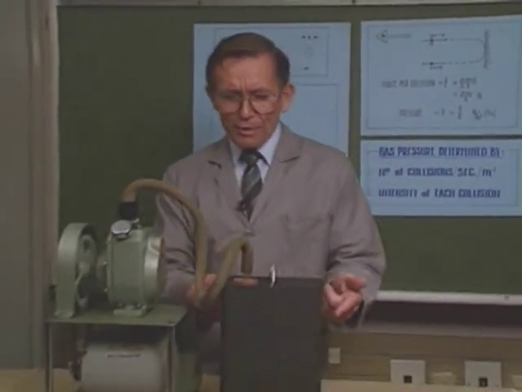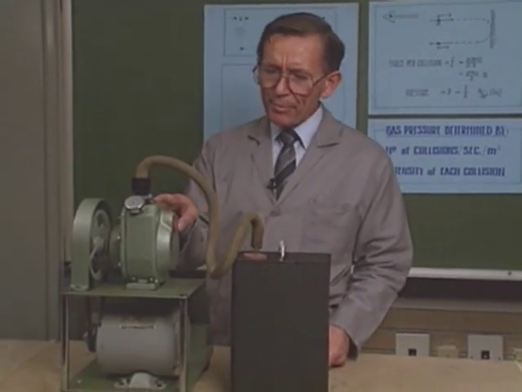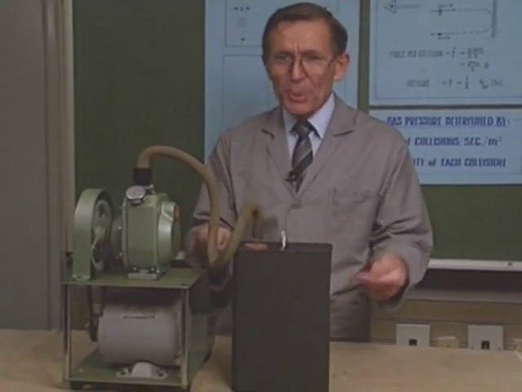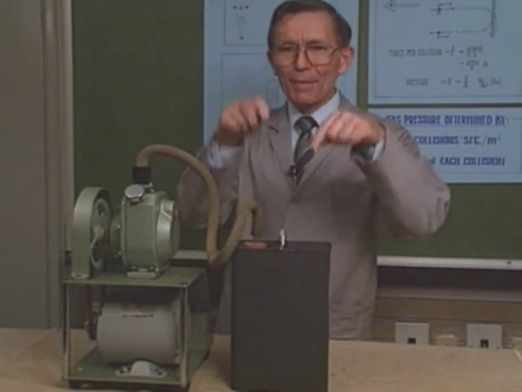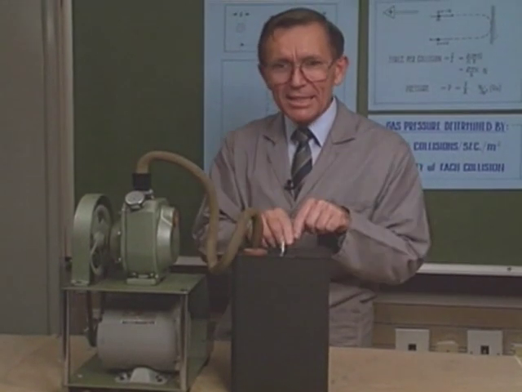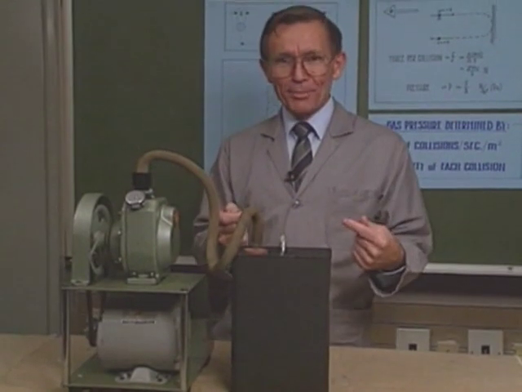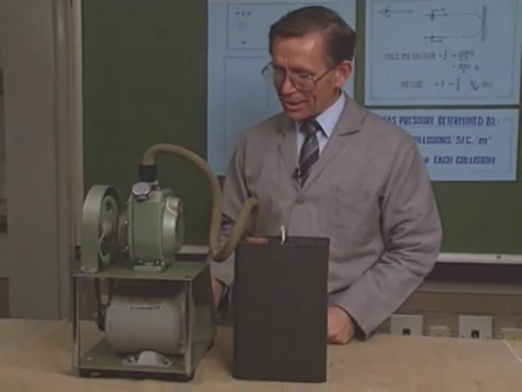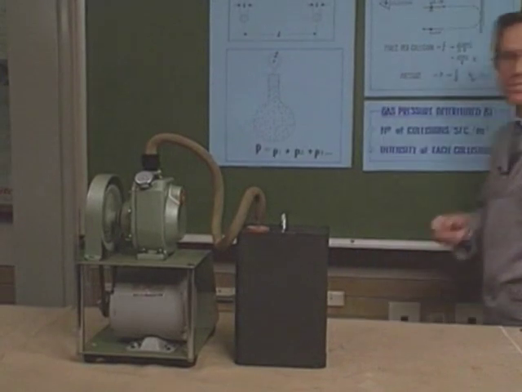Now, if I evacuate the air from this can by means of this vacuum pump, then the number of collisions per second per unit area from the outside will exceed the number of collisions per second per unit area from the inside. Therefore, the external pressure will exceed the internal pressure. Let's see what happens.